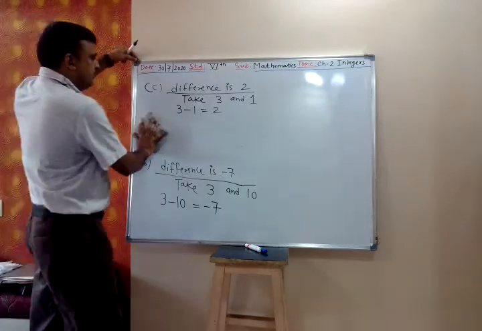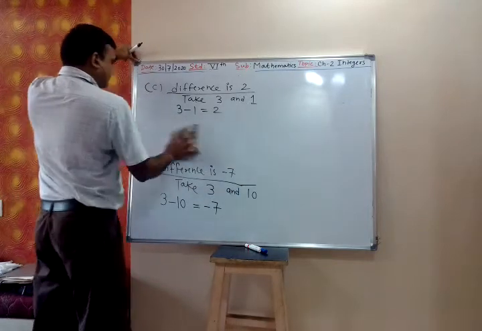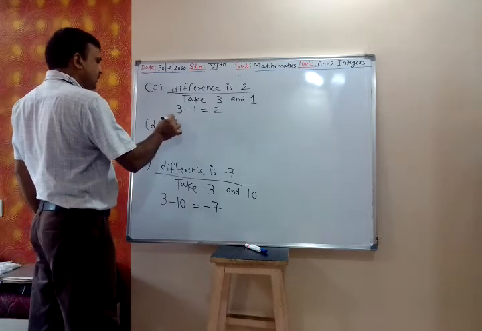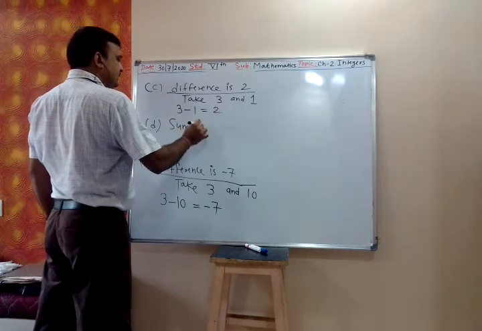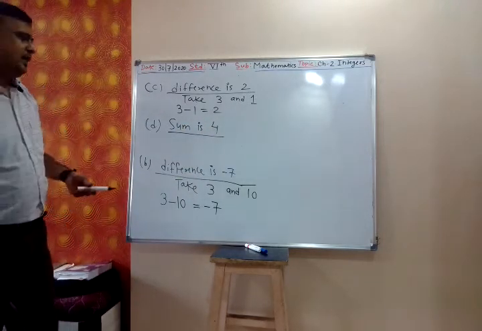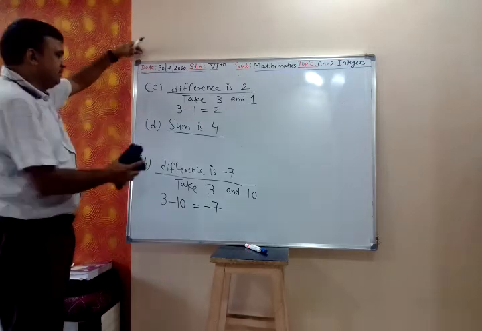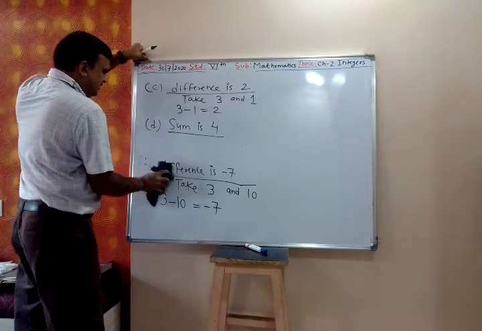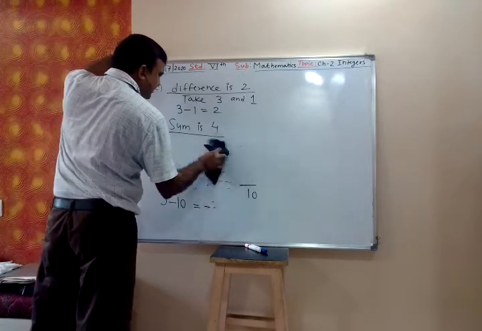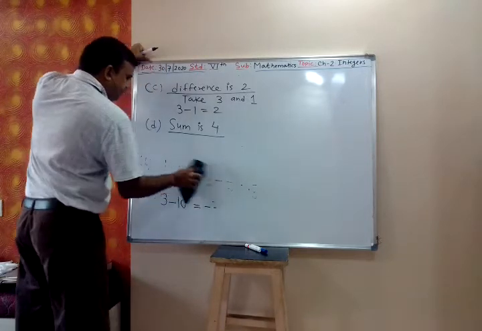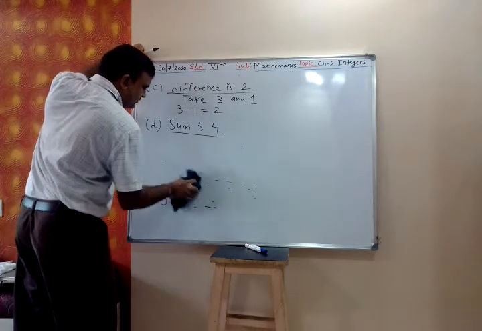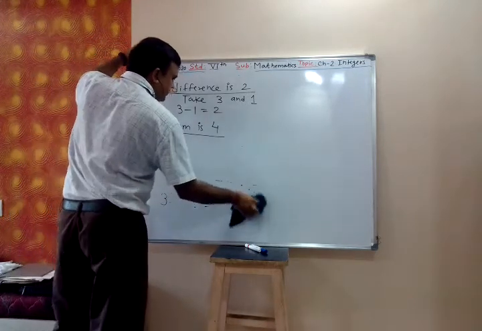Now next, part D: sum is 4. Sum means addition. Sum is 4. How can you take 5 and 1? Now it is sum, so you have to add. You can take 1 and 3. You can take 3 and 1. Yes, you can take 2 and 2 also, no problem. You can take 1 and 3 also.